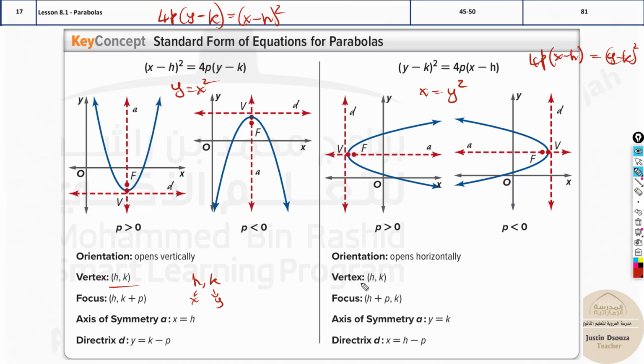And the vertex is always h and k. The focus is always inside wherever it's opening, right? It's inside the parabola, but not at the vertex, near to the vertex. Always remember one important thing: you should understand how the graph looks, because otherwise this problem is very, very difficult.